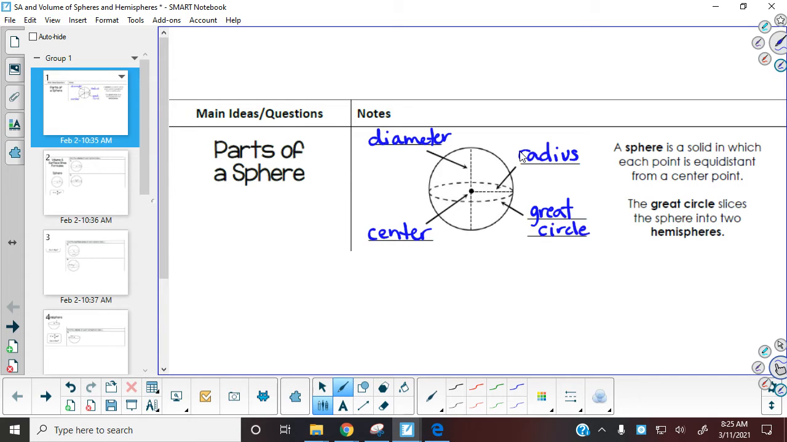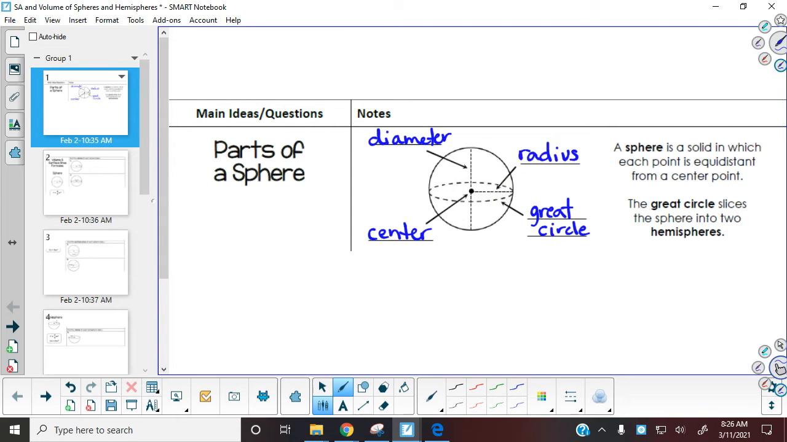And if you look over here to the right, the great circle slices the sphere into two hemispheres. So you can think of it kind of like the equator or something of that nature. It is this whole circle around the outside. The reason it's a great circle and not just a circle is because technically there are circles going around this latitude and longitude of the Earth. The great circle just happens to be the biggest one.